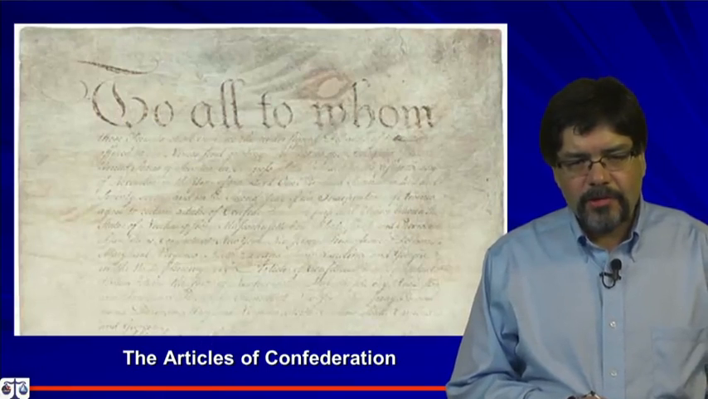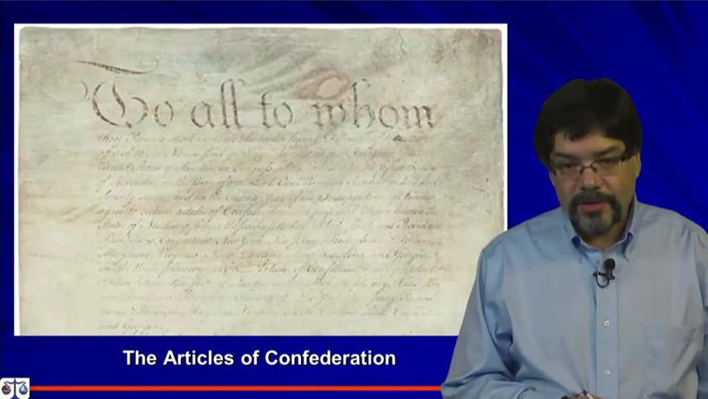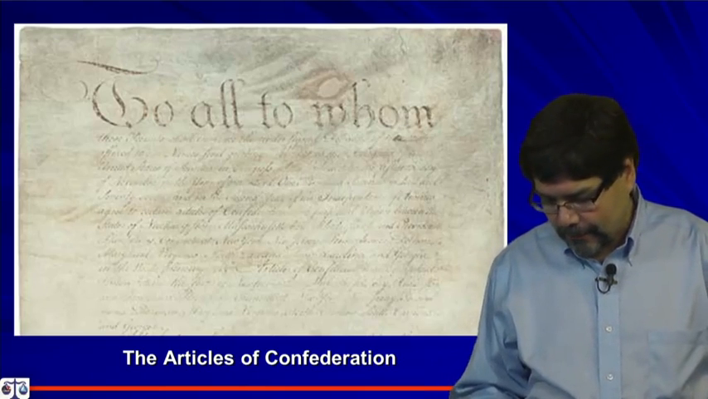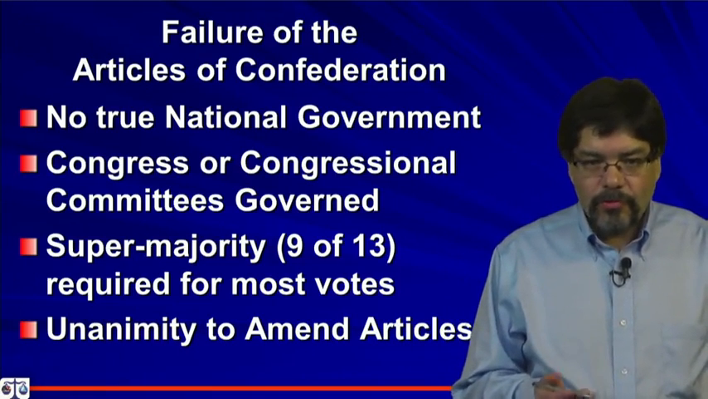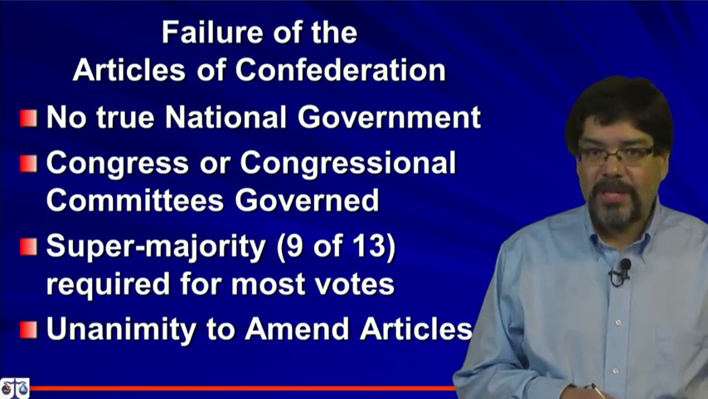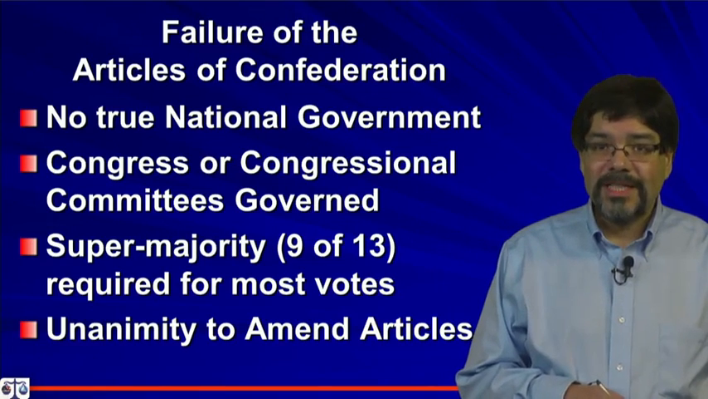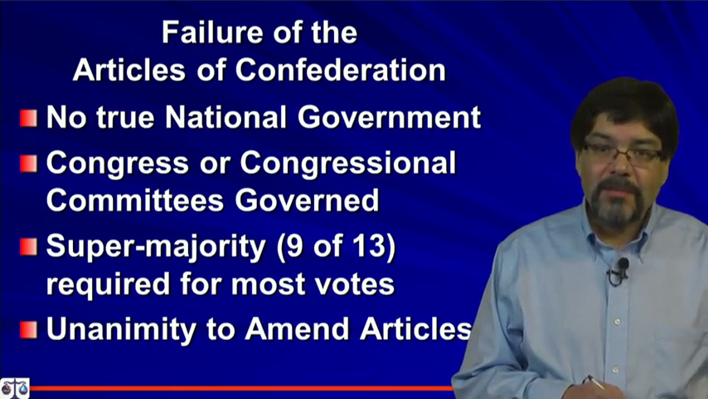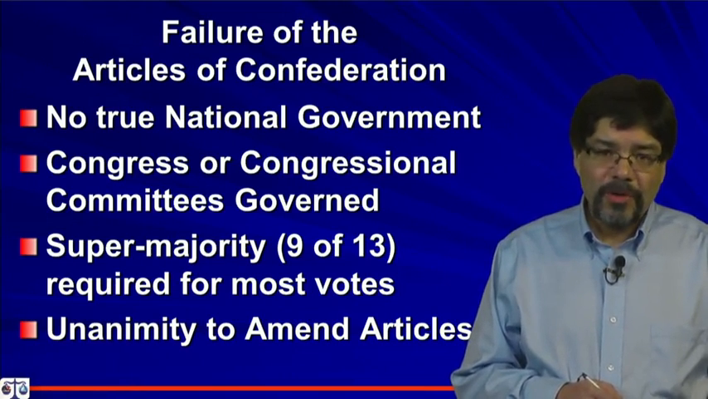The Articles of Confederation are the most important legal product of the Continental Congresses. It is the first attempt at a charter for what would eventually become the United States. But it had problems. It had no true national government. The Congress, the legislature, or congressional committees were in fact in charge, and it required a supermajority of 9 of the 13 then colonies, eventually states, for most votes, and unanimity for any kind of amendment to the articles themselves. This did not work.